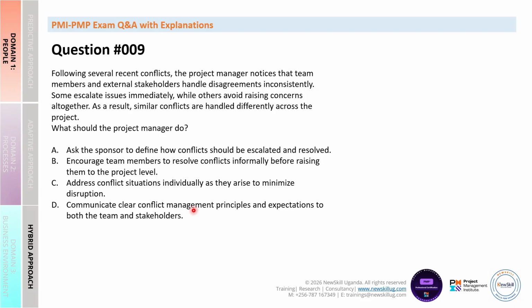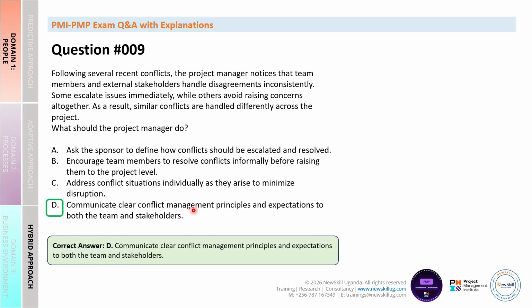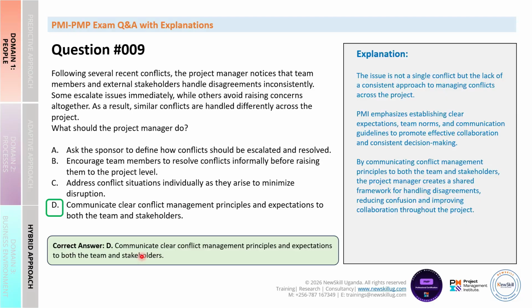But we know that according to the PMI mindset, the project managers should establish clear expectations before focusing on individual situations. And that is why option D is the best answer. Because by communicating clear conflict management principles and expectations to both the team and the stakeholders, everyone will be able to understand when to resolve issues directly, when to escalate, and what behaviors are expected of them. Now, this creates consistency. This improves collaboration. And most importantly, this prevents any future misunderstandings.